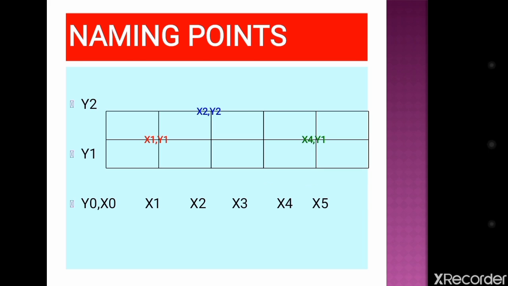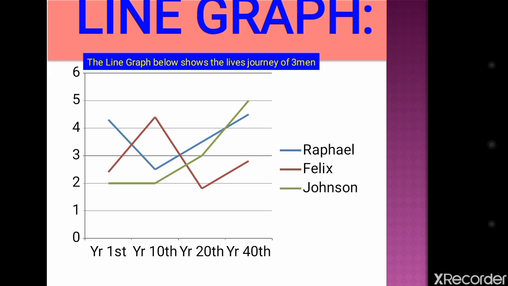Now here, I named three different points. You see x1 and y1 meeting at a point, so we say x1, y1. We always start with x before y. Now look at the second point there, x2 and y2. Then x4 and y4. Okay, now we are familiar with this line graph.